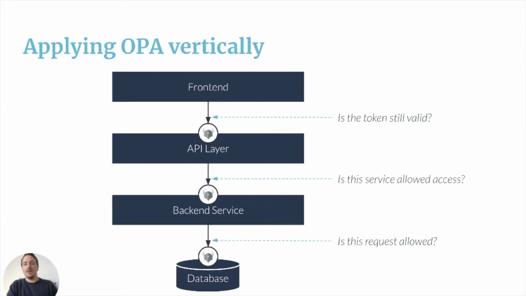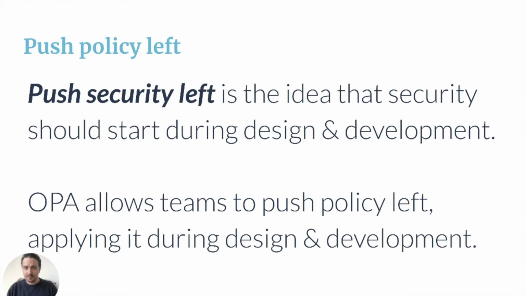So now a bit more detail about where it can go. I'll talk about applying it vertically and horizontally. Vertically means what layer in your stack: between the front-end API, around the token, or between your API and your backend services, to make sure that service is actually allowed access, and protecting your databases as well. Is that request allowed? Is that person allowed access to that data?